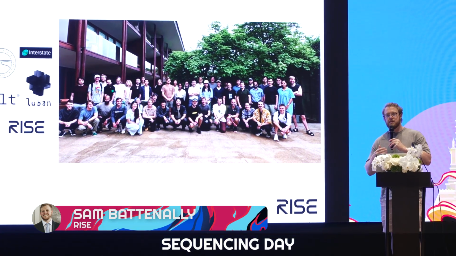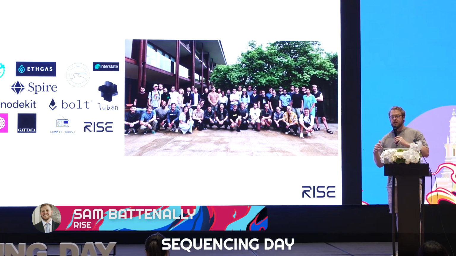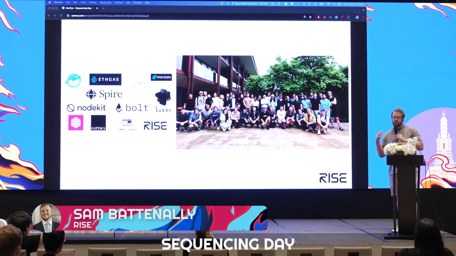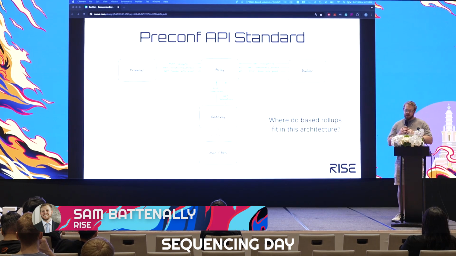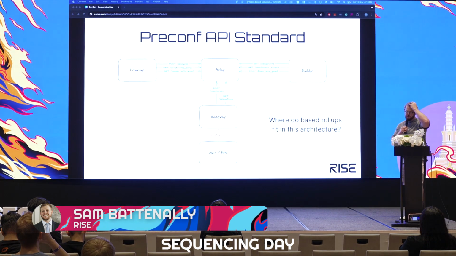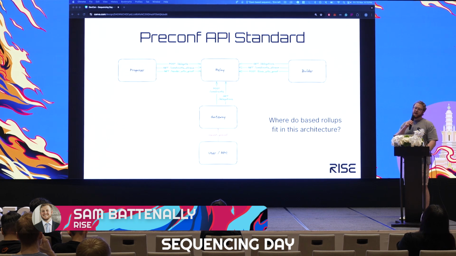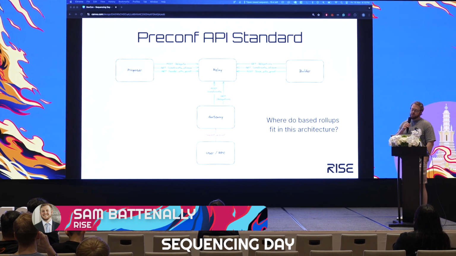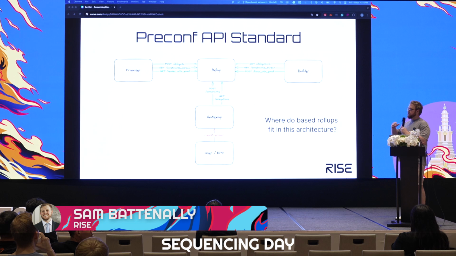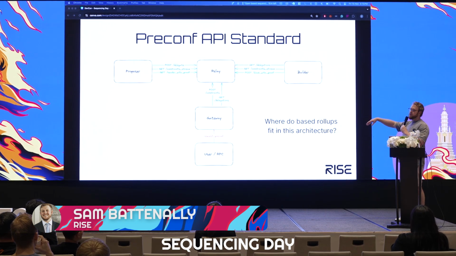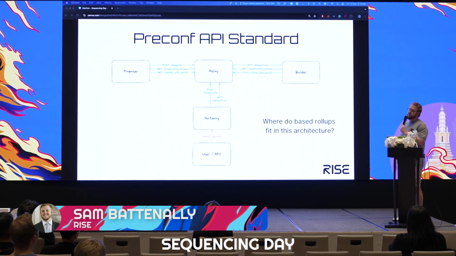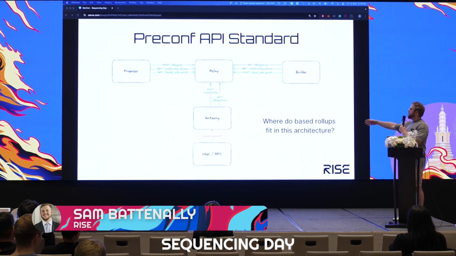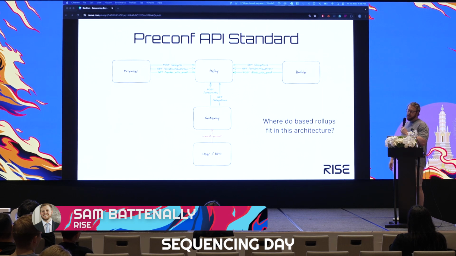What that looked like is that we selected a handful of the top challenges to tackle and broke out in teams and worked through them. One of the major outcomes of this was we were able to produce a pre-conf API standard. The goal of this standard is that rather than having many different pre-confirmation standards, we can unify. It means relays and builders have the same API to interact with gateways, and then potentially also down the tree you can have more composability.